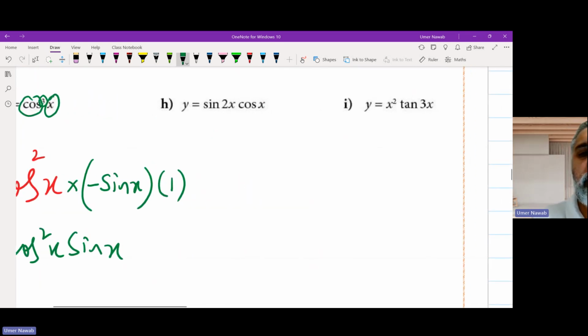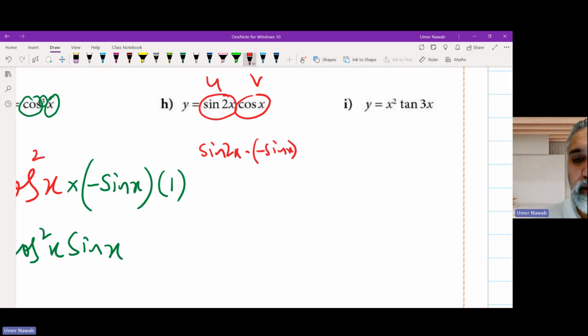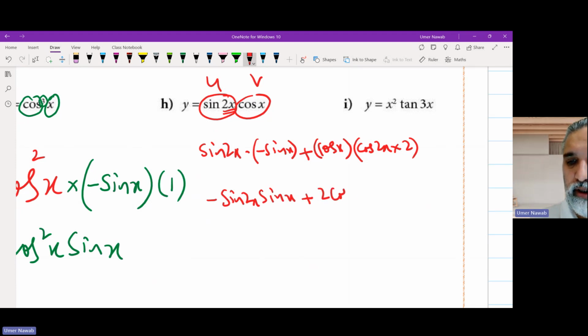Now here I have to apply the product rule. This is u and this is v. Okay, what I'm going to do, I keep the u as it is. What is the derivative of the cosine, which is minus sine of x, plus then leave cosine of x, and the derivative of sine of 2x is, come on, it is cosine of 2x, and the further derivative of 2x will be 2. So I can write in the simplest form, minus sine of 2x sine of x, plus 2 cosine of x cosine of 2x is the final answer.